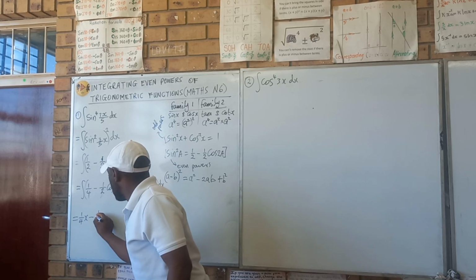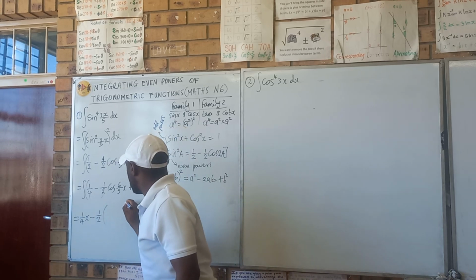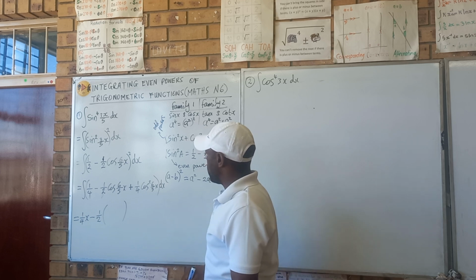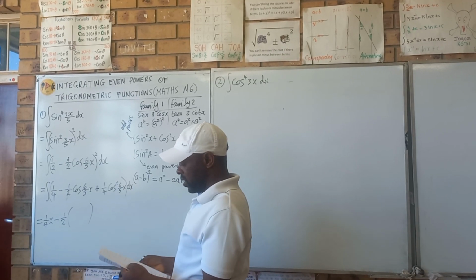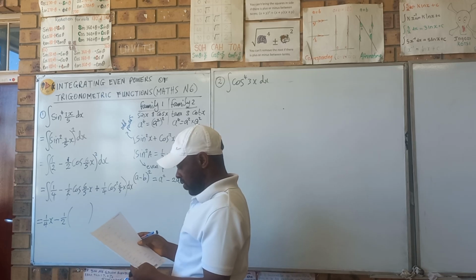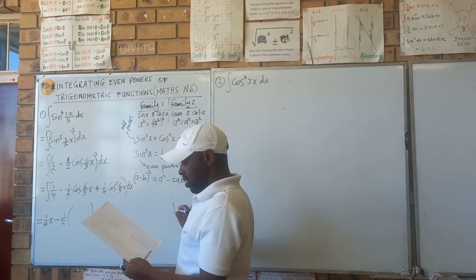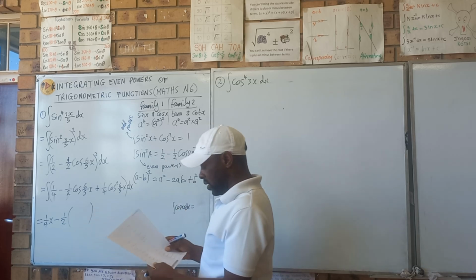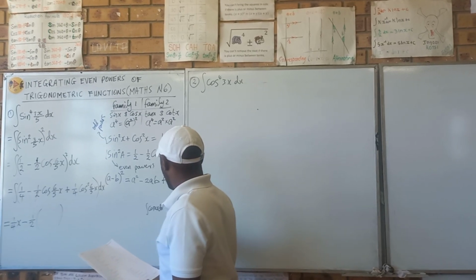So if I go to this, I'll just copy my 1 over 2 the way it is. Then I integrate cos 6 over 5x. So to integrate cos, I just go to page 2 of my formula sheet. If you're looking at page 2 of the formula sheet, it tells us that the integral of cos ax dx for math N6 is simply sine ax over a.